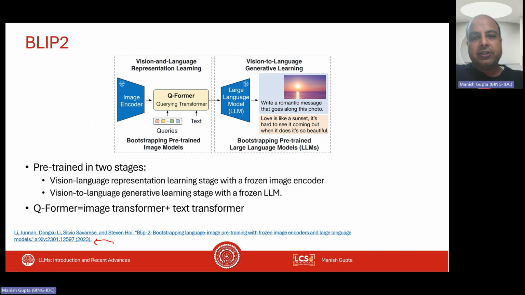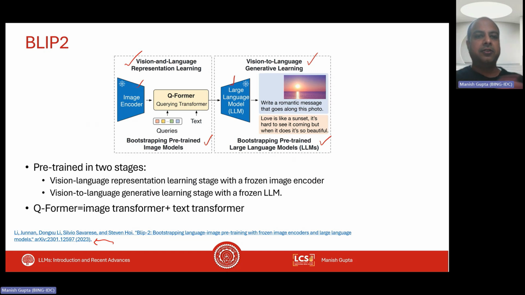Now let me talk about what the BLIP-2 architecture looks like broadly, and then we'll go into details on the next slide. As you can see, the BLIP-2 architecture also enables both things. You can do vision and language representation learning, which you could use for encoding or classification purposes. But you also have vision-to-language generative learning, so you could generate interesting answers or captions or utterances in multimodal dialogue and so on. The first one is bootstrapping the pre-trained image model, so there's an image encoder and so on. The second phase tries to bootstrap pre-trained large language models. So there are two phases in which the pre-training of this BLIP-2 model is done.